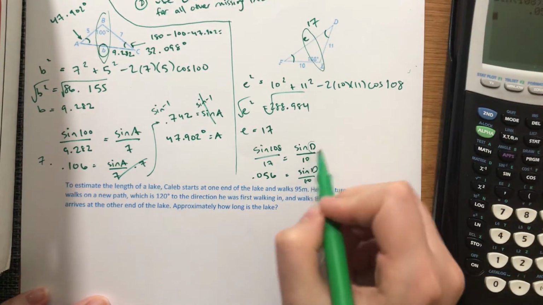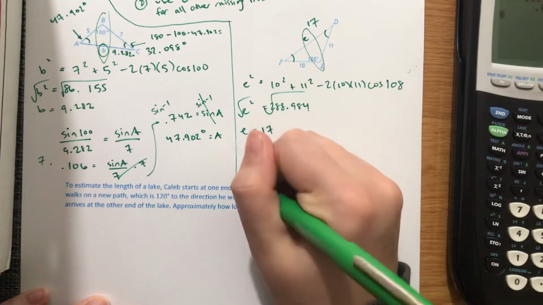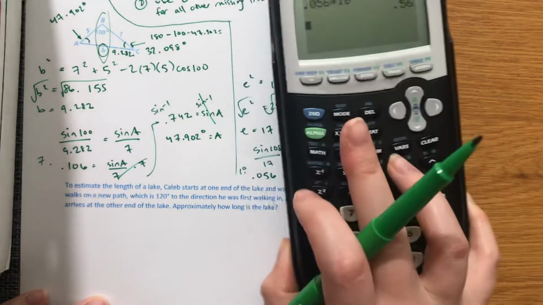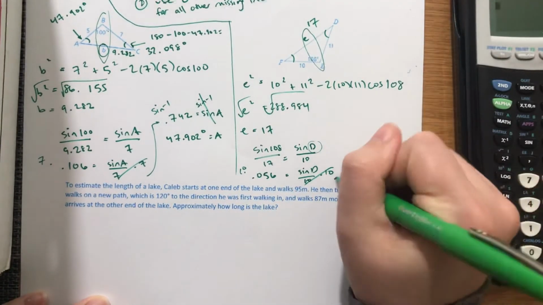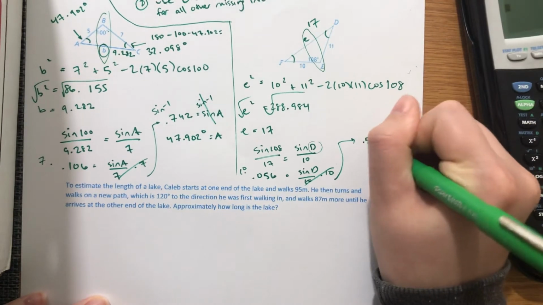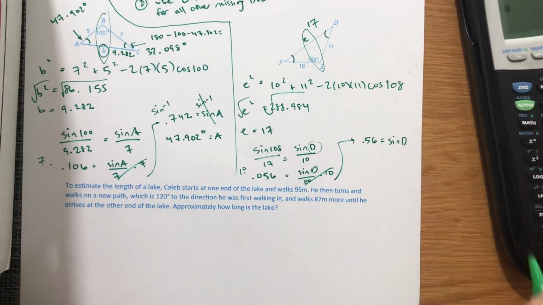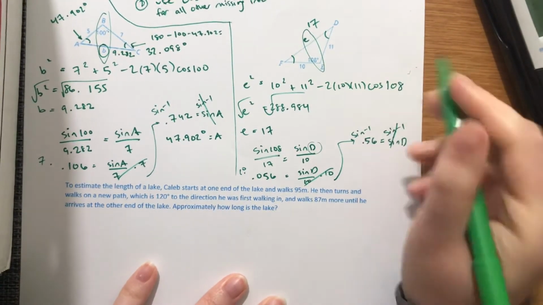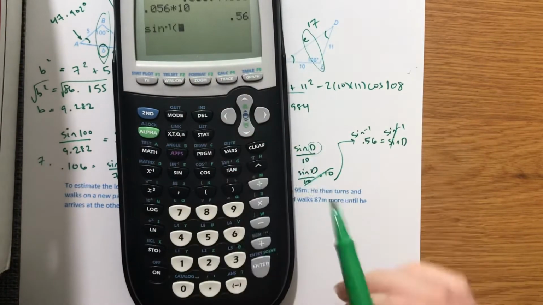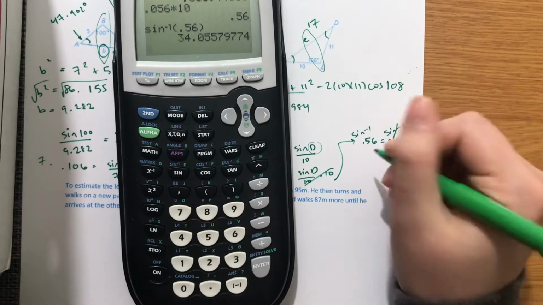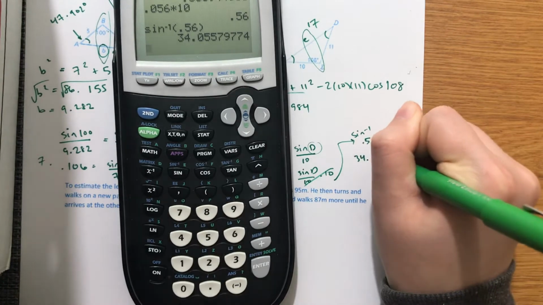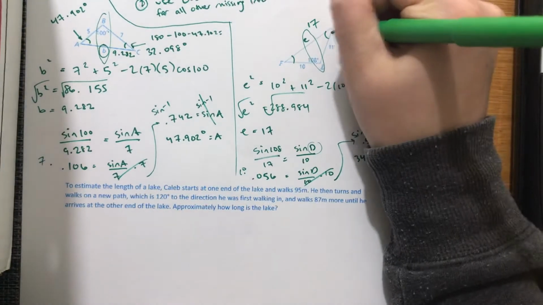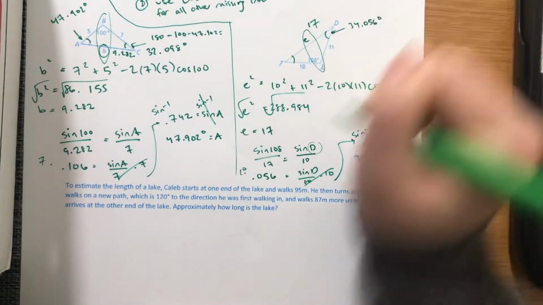Remember, we're trying to get D by itself. Got to multiply both sides by 10. 0.056 times 10 moves the decimal point over 1, so it's 0.56. So 0.56 equals sine D. And remember, to get rid of sine, you take sine inverse of both sides. It cancels out. The sine inverse of 0.56 is 34.056 degrees. So this angle up here is 34.056 degrees.